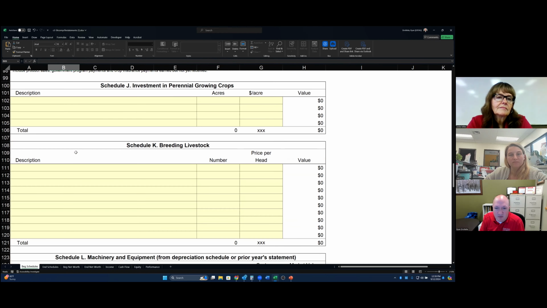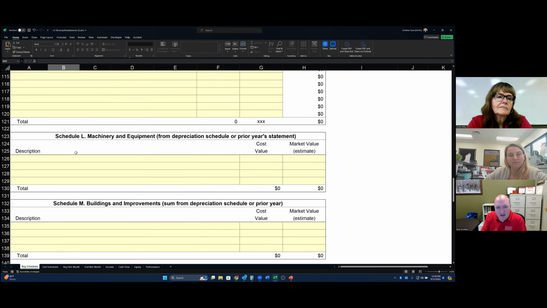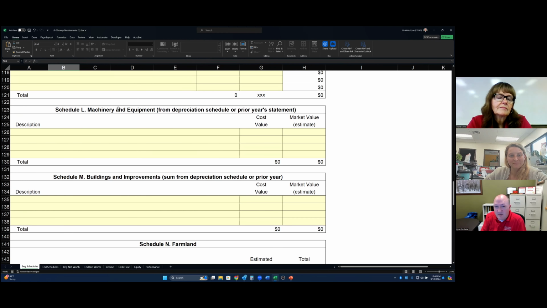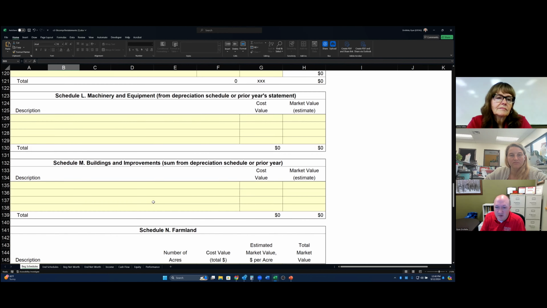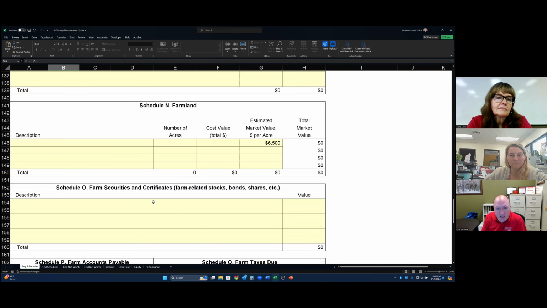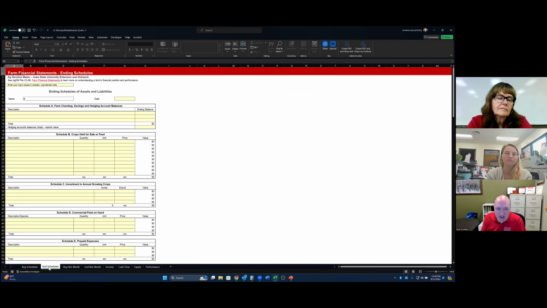Let's go down my breeding livestock. And so this is where I get down to my machinery and equipment, my buildings and improvements, my farmland. The market value of farmland or the market value of equipment might have changed, even looking at the depreciation that's in there compared to the ending schedule as well.